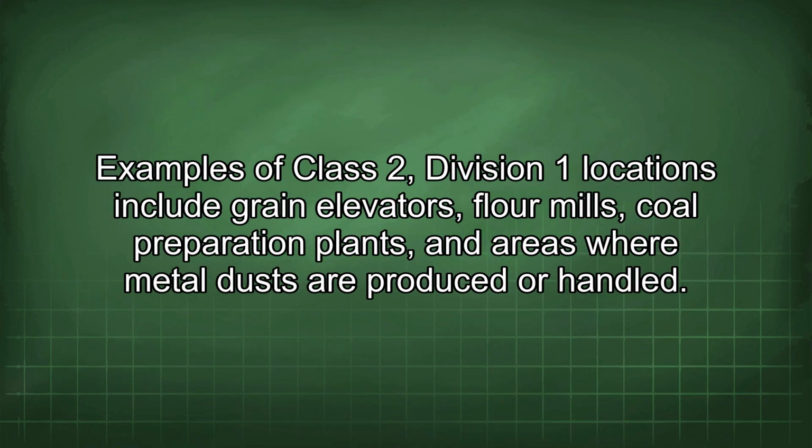Examples of Class 2, Division 1 locations include grain elevators, flour mills, coal preparation plants, and areas where metal dusts are produced or handled.